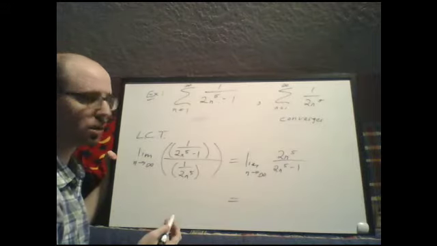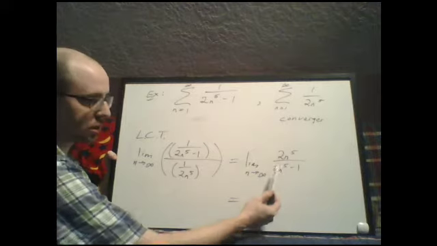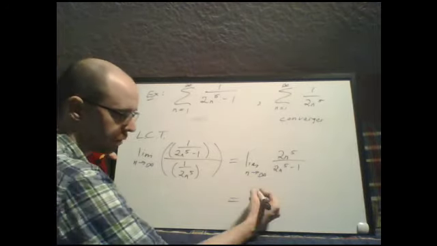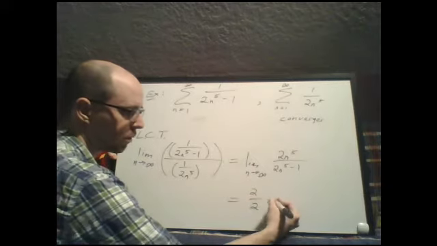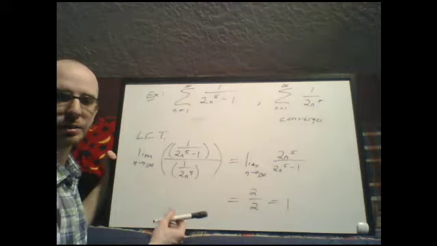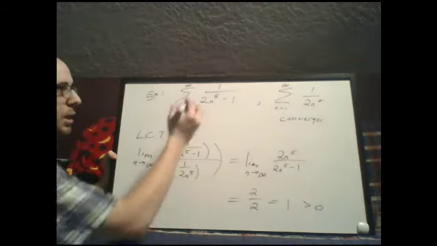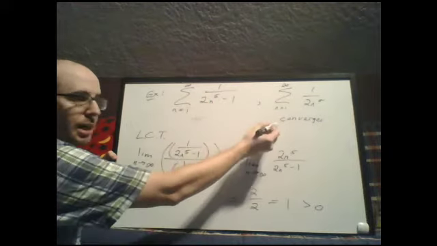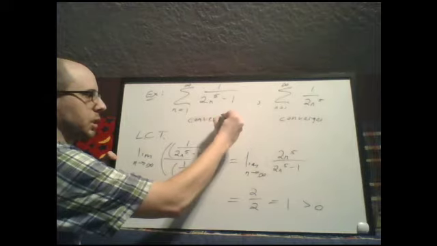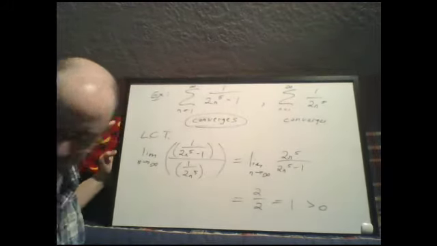That's a rational function with the same degree on the top and the bottom, so the limit's going to be the ratio of the leading coefficients, so 2 over 2, which is 1, and that's a finite answer. It's a positive finite answer. It's bigger than 0, so that tells me the unknown series has the same behavior as the known series. They both have to converge in this case. So it's a convergent series.